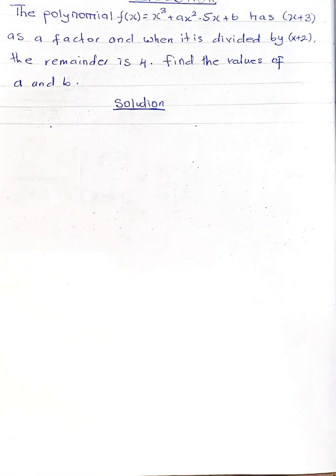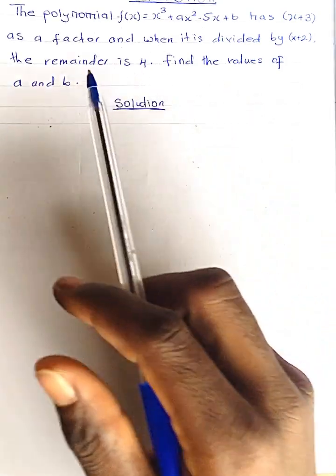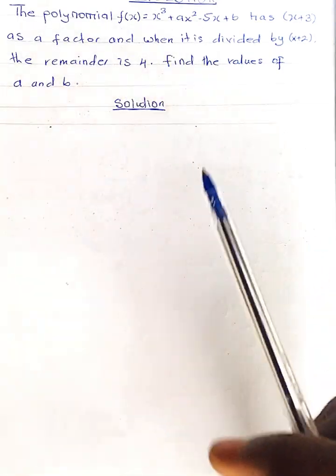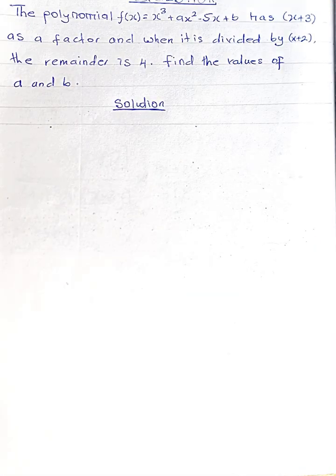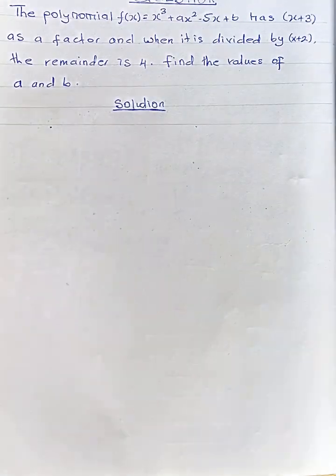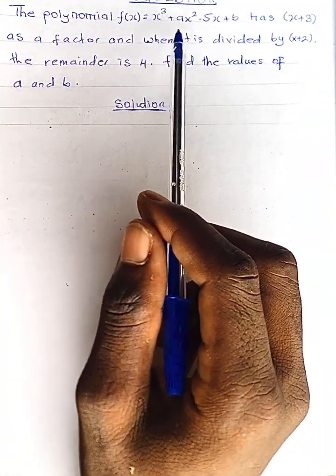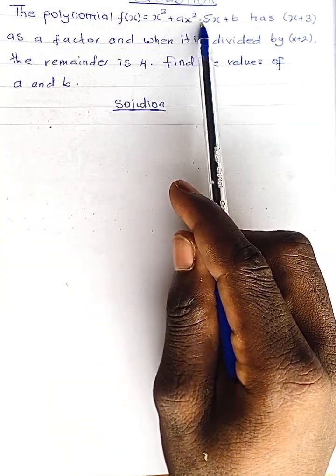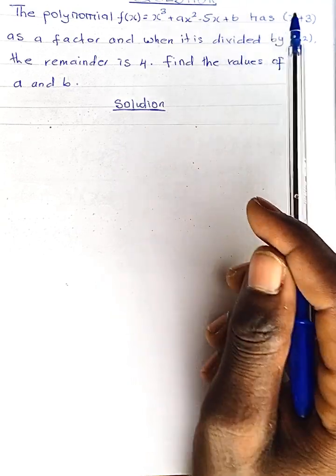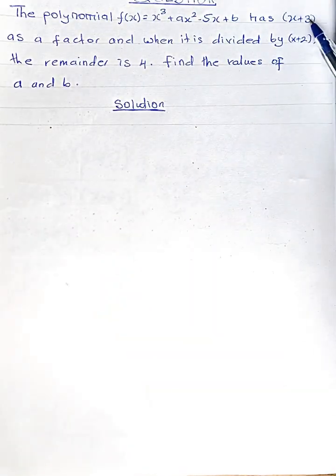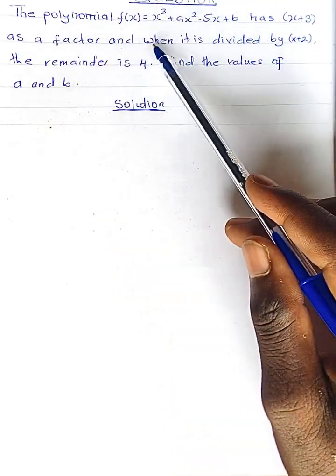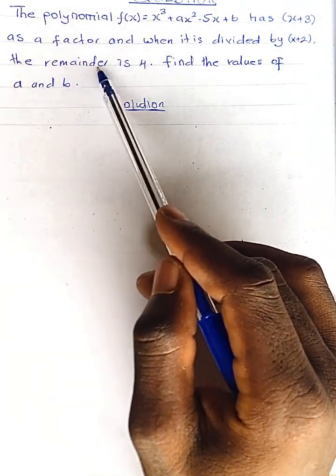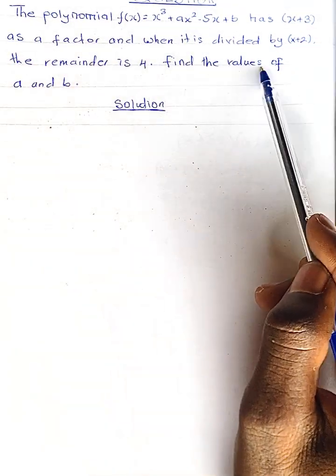Good day everyone. We are taking this question on polynomial functions. The question says: the polynomial f of s is equal to s cubed plus a s squared minus 5s plus b. It has s plus 3 as a factor, and when it is divided by s plus 2, the remainder is 4.